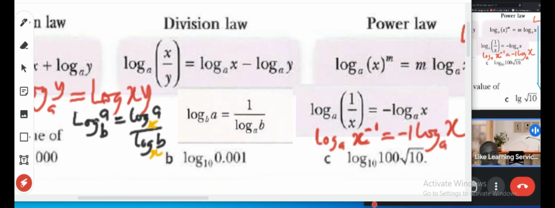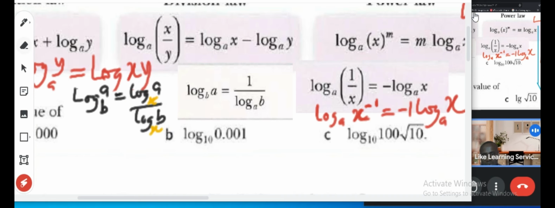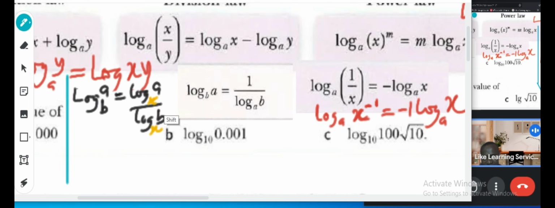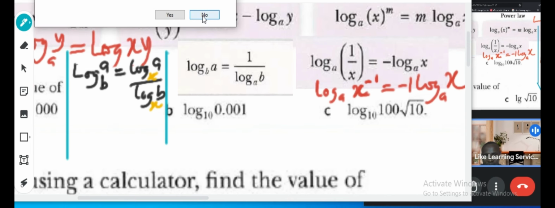I think you need an example right away so that this one will be clearer. You need to have an example right away. Let me give you an example right away. Let me give an example right away for this one. Are you ready for that?